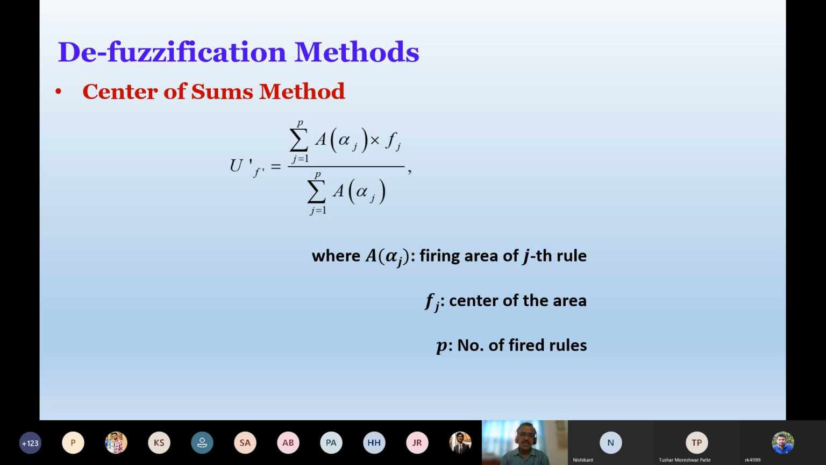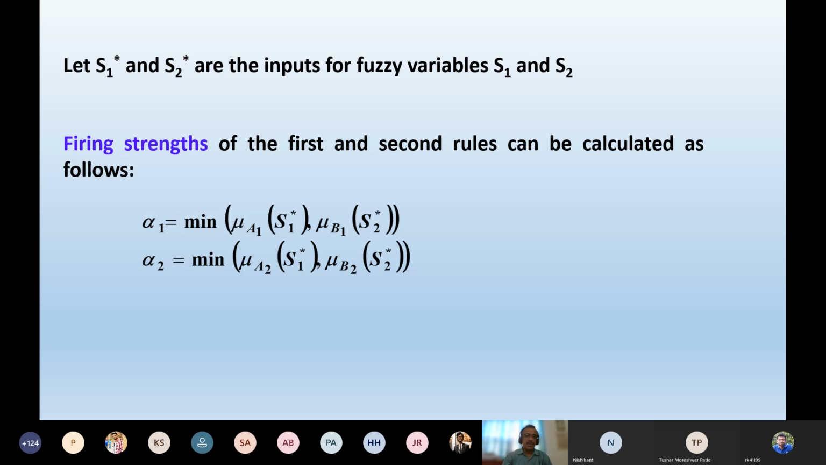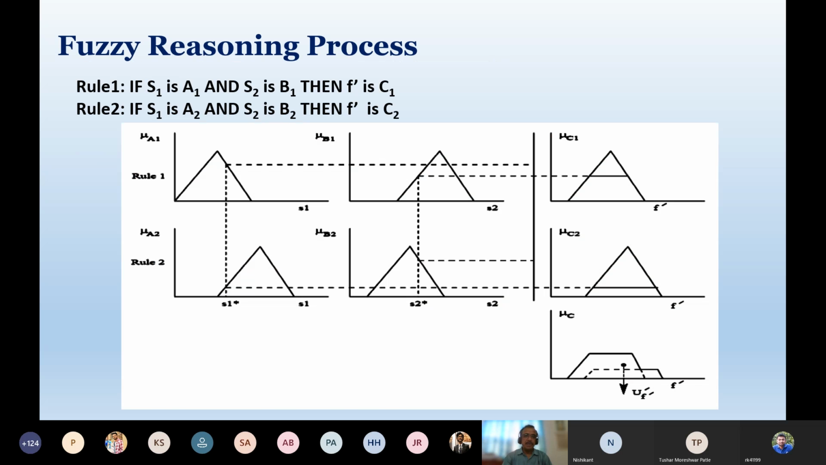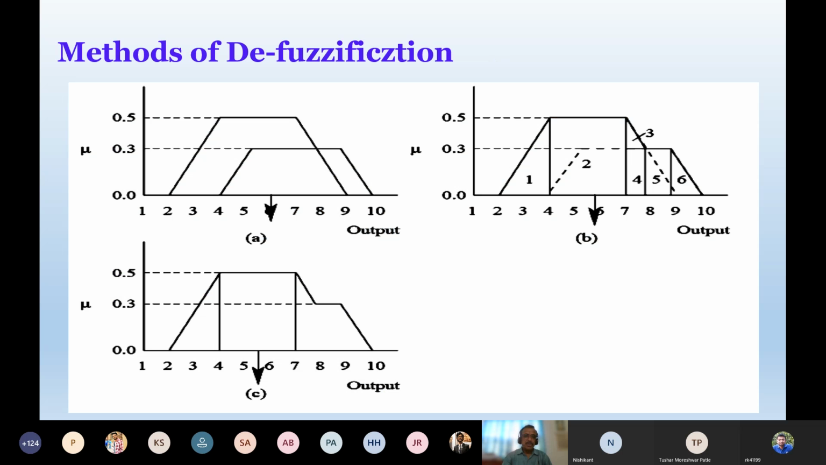And if it takes a significant amount of time to determine the crisp value, this particular method cannot be implemented online. And there is another drawback that I'm going to discuss. If we just concentrate on this method of center of sums, you will be able to understand. Corresponding to the first fired rule, I am getting this as the truncated area. Corresponding to the second fired rule, I am getting this as the truncated area.